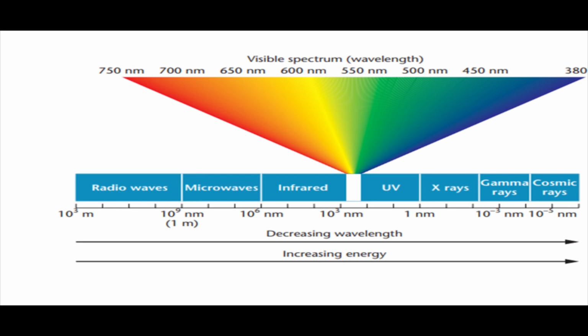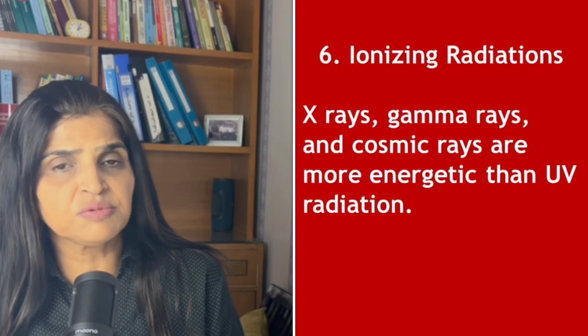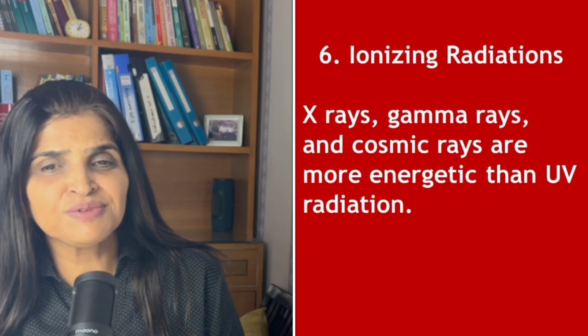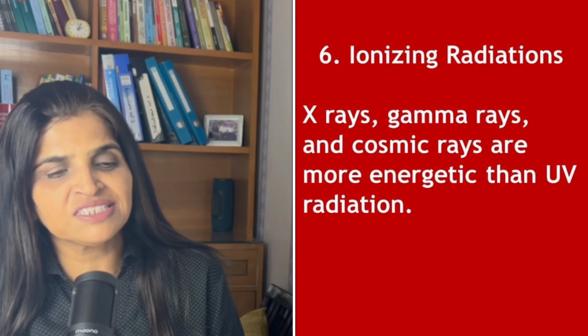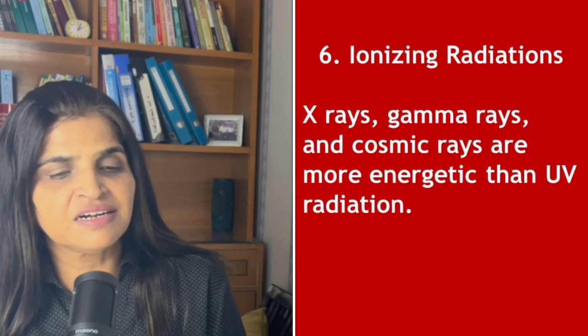We now come to the last type of mutagen we were about to talk about, which is ionizing radiation. Again, if we see them in the spectrum, they fall beyond UV light, meaning they have wavelengths still smaller than UV light, but they are more energetic. The three main things falling here are X-rays, gamma rays, and cosmic rays. And cosmic rays, we talk about that a lot. They fall in this category, and they are ionizing radiations.